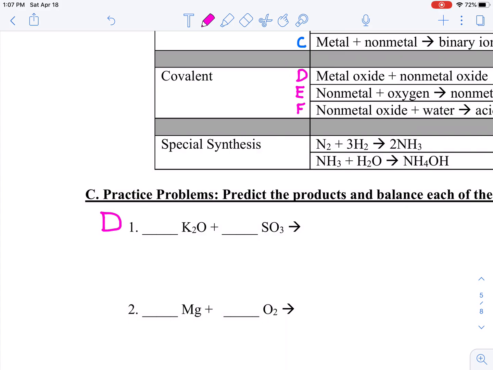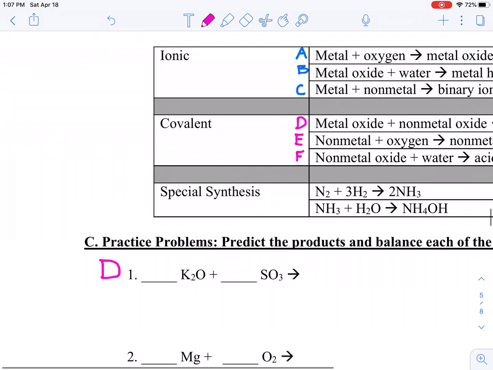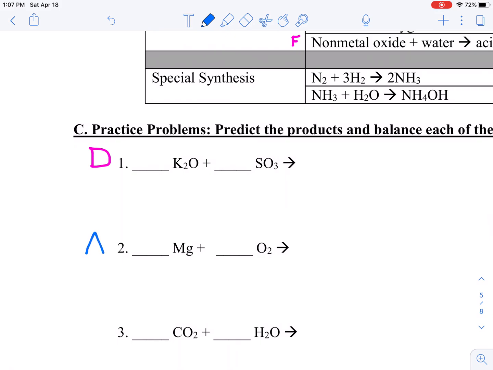Looking at number 2, Mg plus O, what is that? Well, Mg is a metal, O is oxygen, so this must be letter A, metal plus oxygen. If you'd like to, pause the video and try the rest on your own, and then we'll catch up. So look at number 3, CO2 and H2O.